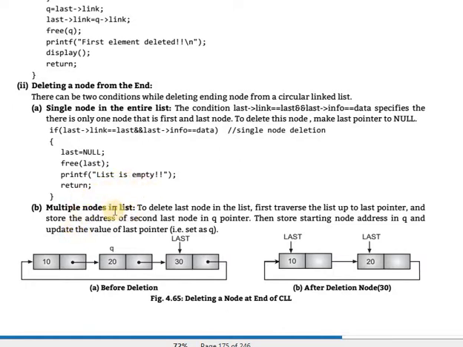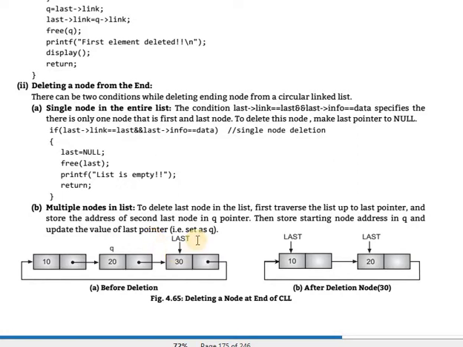Multiple nodes in the list. Under this condition, to delete the last node in the list, first travel the list up to the last pointer. You want to delete the last element, so you travel one node by one node up to the last pointer until you find it, and store the address of the second last node in a queue pointer. Then store the starting node address and update the value of the last pointer.